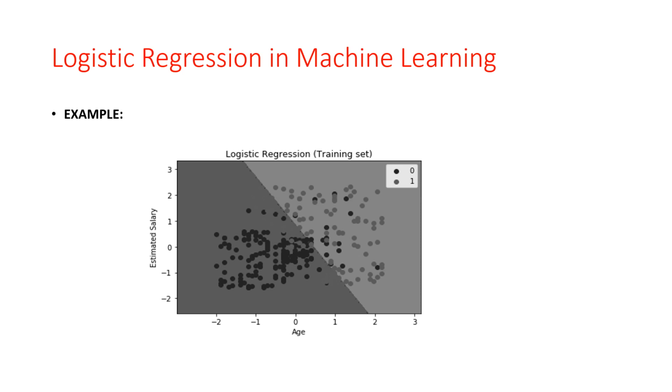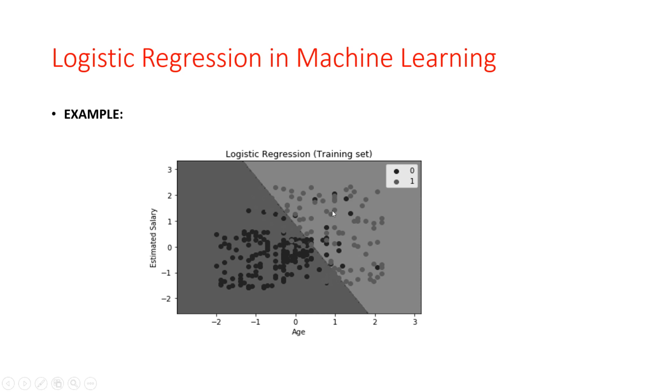This graph is made by using the two independent variables: age on the x-axis and the estimated salary on the y-axis. The dark dotted points are the observations for which the purchased variable, the dependent variable, is 0, that is, users who did not purchase the SUV car. 0 means the user did not purchase the SUV car, and 1 means the user purchased the SUV car.